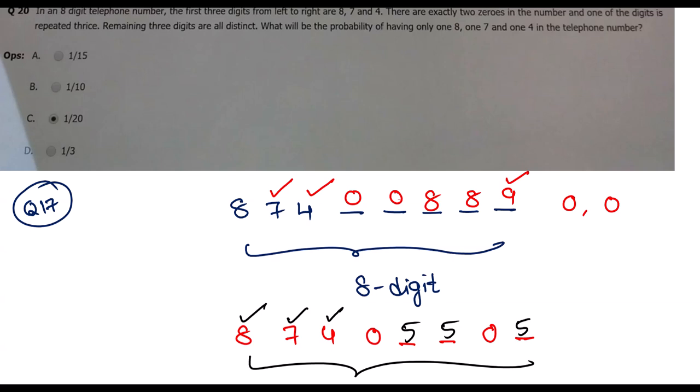1 by 10 is what is sensible, not 1 by 20. Exactly two zeros. One of the digits is repeated thrice. Remaining three digits are all distinct. The first three digits are filled with 874. Probability of having 1 by 10. It's not 1 by 20. That's why don't go with the options given there. We should just work on the procedure. Now I'll tell you what's the total ways and what's the favorable. We have to map all that now.